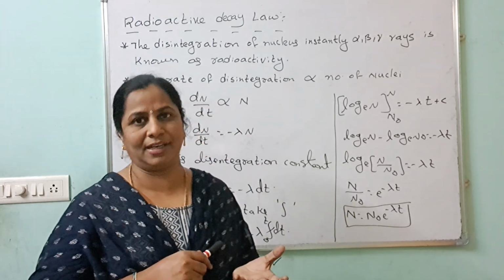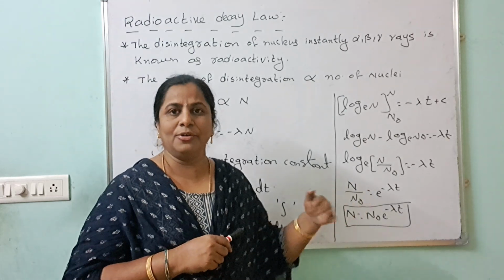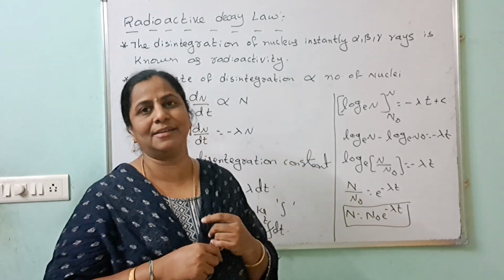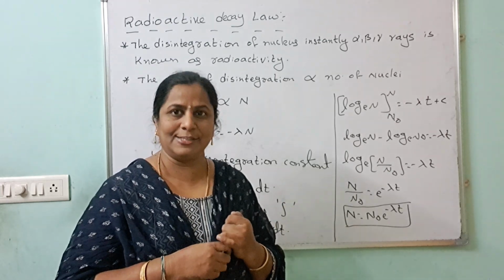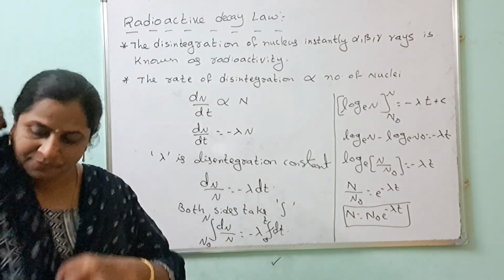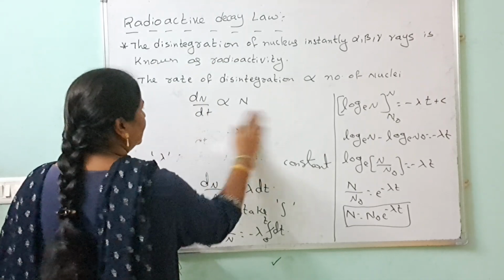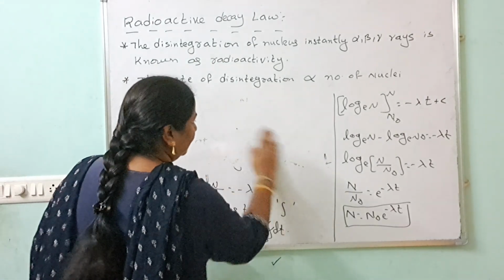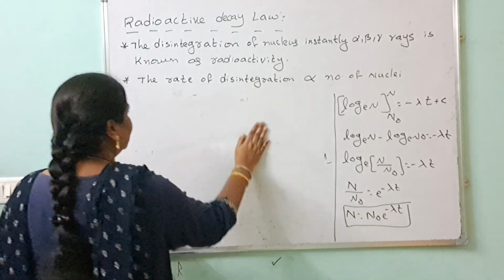What is the half-life? The time taken by the radioactive nuclei participating in the disintegration process to become half of the original number of nuclei. That is called the half-life. How to calculate the half-life? For the long answer, we can do till here only. For this half-life, we can just use this formula, that is, the final formula N equals N naught into e to the power of minus lambda t.